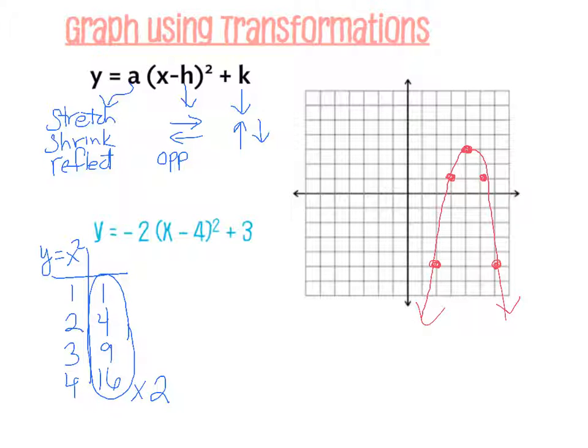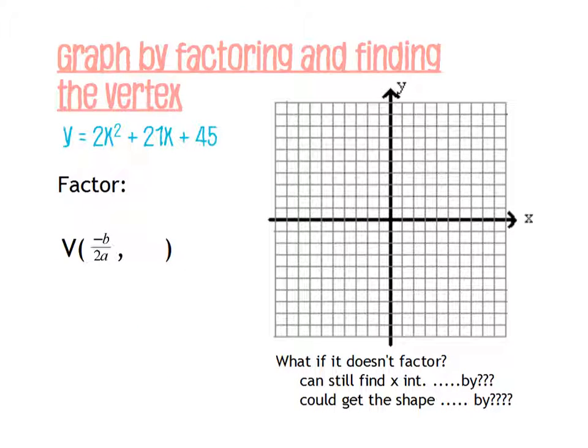Let's try another type. What if it's not in that nice standard form? What if it's in this form? This doesn't look like something where you see your h and k. When you see a quadratic that's in this form, we typically do factoring. Let's try to factor this, and we're going to do some factoring later on.